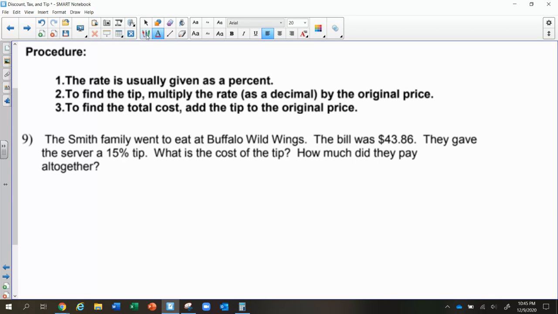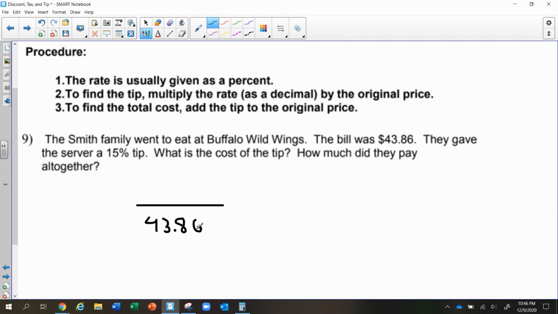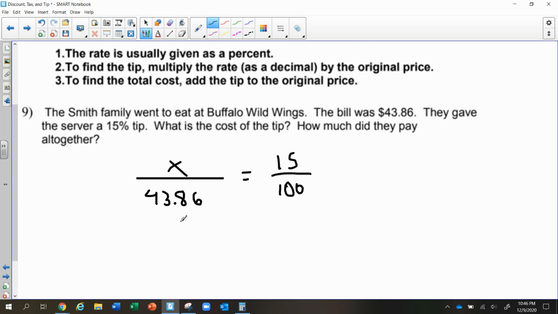So always set up my percent proportion. The Smith family went to eat at Buffalo Wild Wings. The bill was $43.86. So the total bill, the whole bill, $43.86. They gave the server a 15% tip, so they gave 15 over 100. So it's 15%. I'm looking for the part, the tip that they gave out of that total amount.